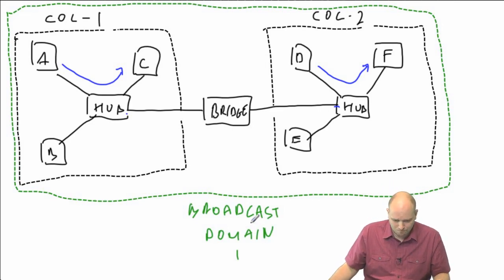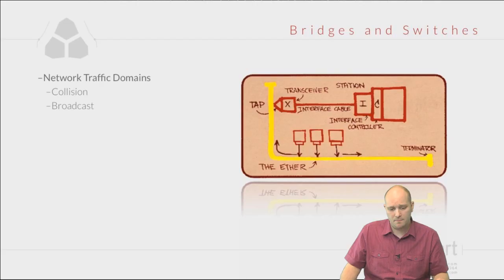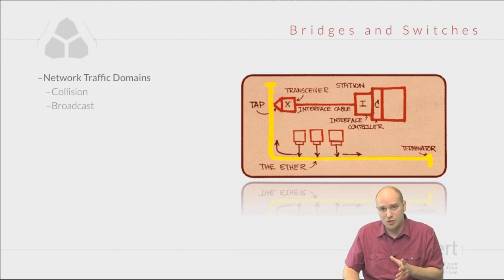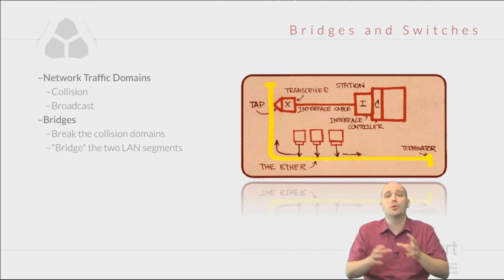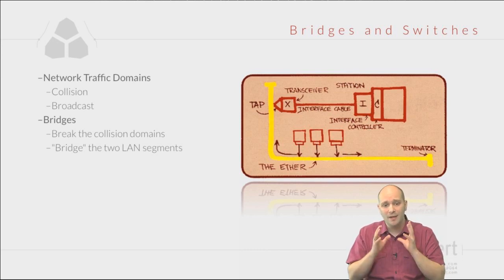So here we have it. This is what a collision domain is and what a broadcast domain is. When one station is sending traffic, all the broadcasts are heard by everyone else. This is what bridges do. They create multiple network segments. They break apart collision domains while maintaining the same broadcast domain across.